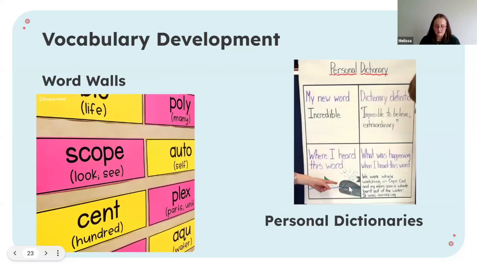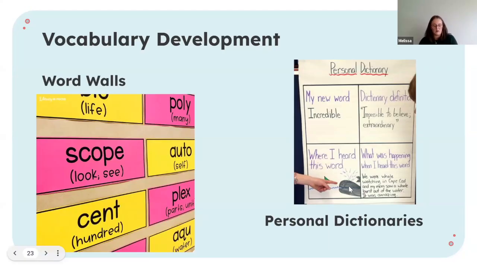Here are some examples of ways that you can help develop vocabulary in your classroom. Word walls. They are an excellent way to incorporate key terms from the unit. The word walls that we're discussing today focus on key words of the unit with either pictures, synonyms, or a definition, as opposed to an alphabetical word wall that many of us are familiar with.